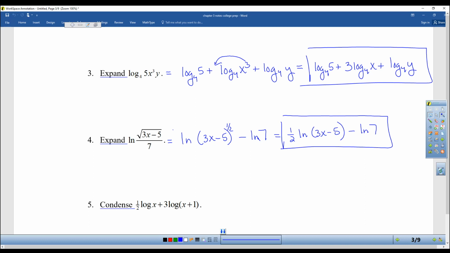So there's basically 2 steps in expanding. One is separating it into addition if it was being multiplied, or subtraction if it was being divided. And then the second step is getting rid of any exponents by bringing them to the front.